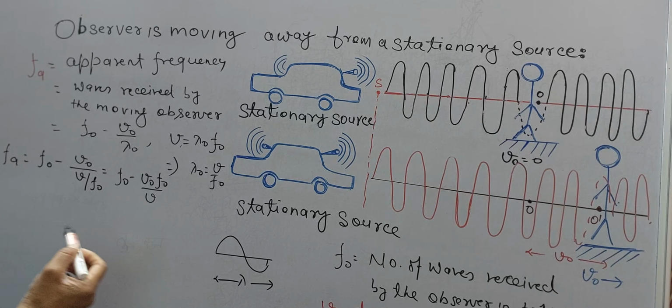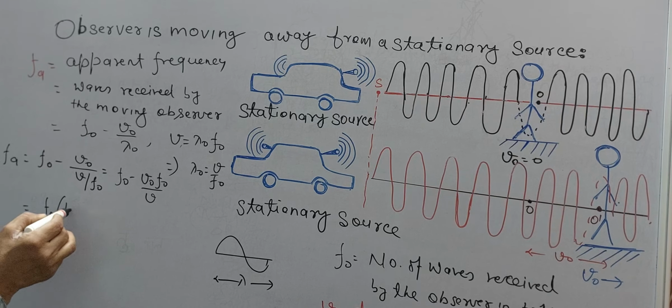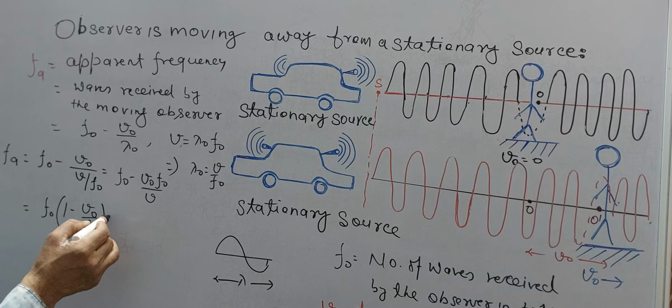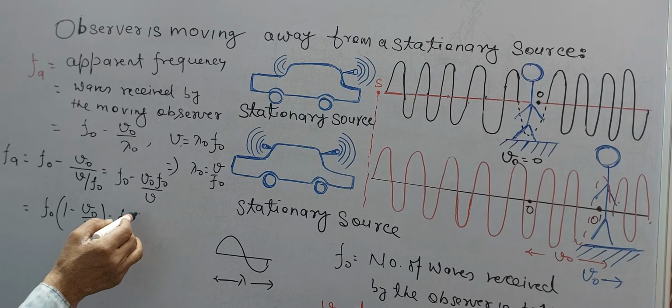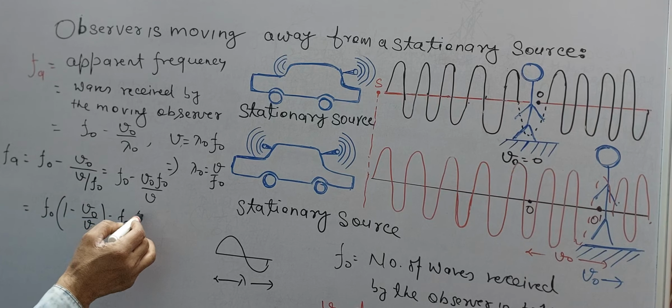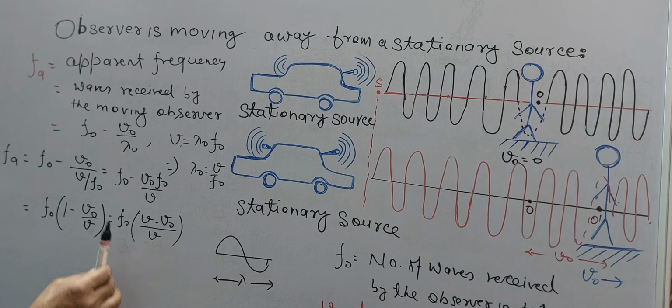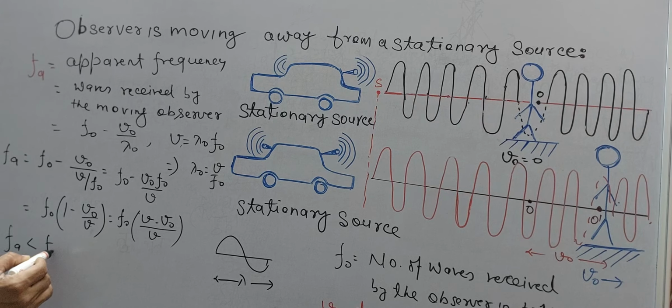Now f naught is taken common from here. So if I take f naught common, this becomes 1 minus observer velocity upon sound velocity in air, and after taking the LCM, this becomes v minus v naught divided by v. Now we know that the factor of f naught is less than 1 because the numerator v minus v naught is less than the denominator v. Therefore our apparent frequency is less than the original frequency.